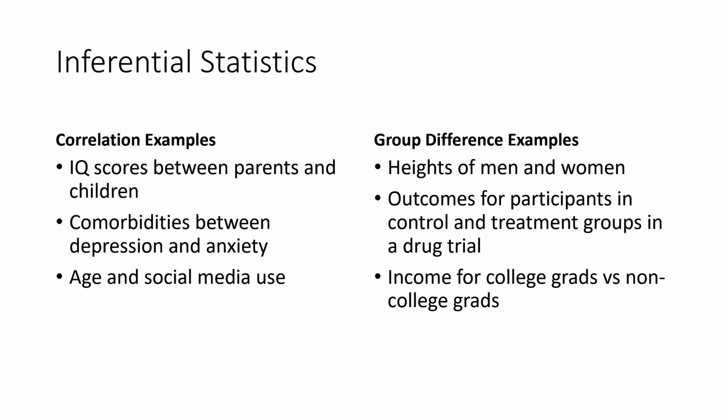Another example would be comorbidities between depression and anxiety. People who are diagnosed with depression are also more likely to be diagnosed with anxiety. And finally, age and social media use would be another example. Younger people tend to use more social media.